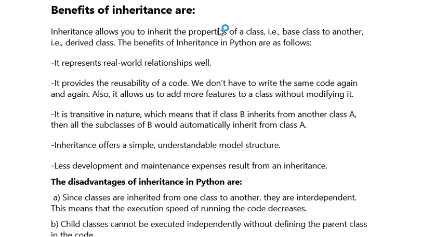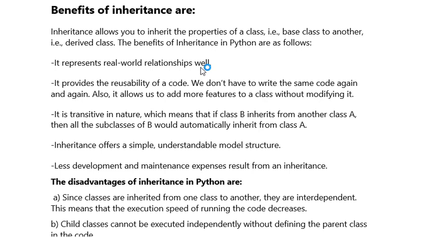Okay, so now let's see what the benefits are. First, it represents real-world relationships well. There is some relation between the parent class and the child class. Take an example: we have parents and children. The parents' properties, characteristics and behaviors will be inherited by the children, but the children's properties and characteristics cannot be transmitted to the parent.